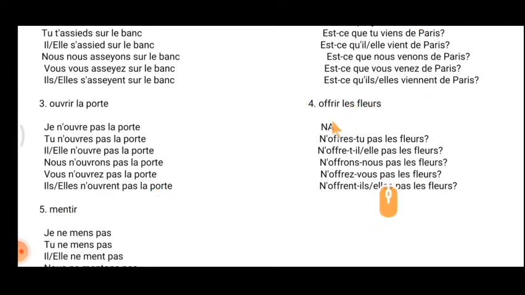Offrir, this form is inversion, so negative will not come. N'offres-tu pas les fleurs? So je form, no negative. N'offre-t-il, elle, pas les fleurs? N'offrons-nous pas les fleurs? N'offrez-vous pas les fleurs? N'offrent-ils, elles, pas les fleurs?